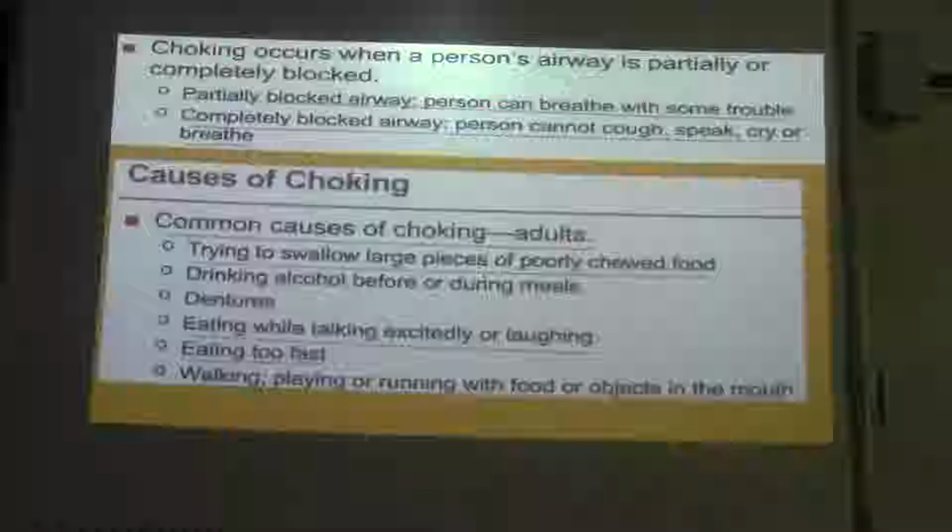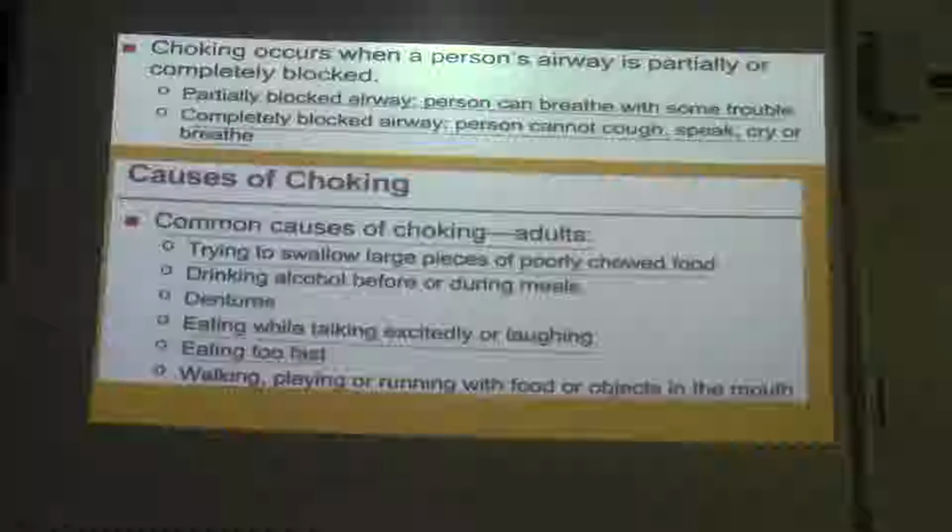You know how I always say, I hope that even though you've learned how to do CPR and AED, I hope you never have to use it. Well, this is something most likely somewhere along the line in the next several years of your life, you will have to help somebody choking. Whether it's an adult, a child, or a baby. So that's why we teach this.